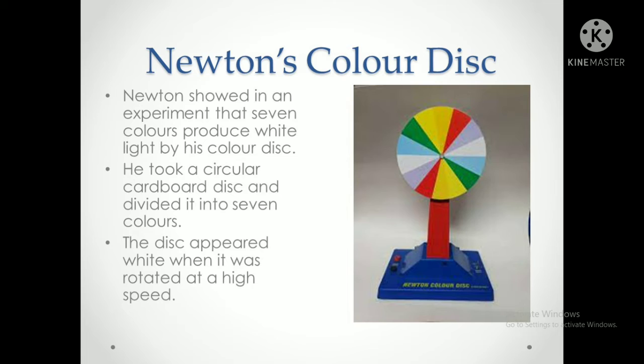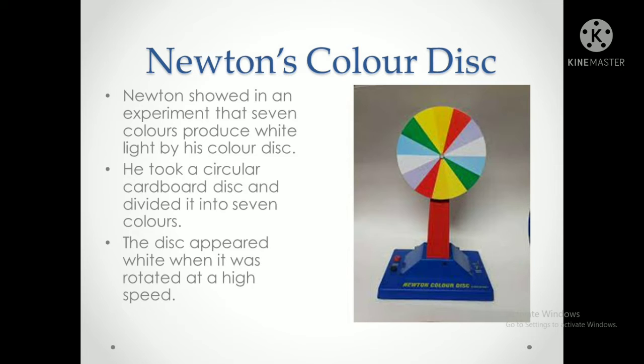So he has proved that from white light, by passing it through a glass prism, we get 7 colors, the spectrum of the white light, and from those 7 colors we can get back the white light again. So with the help of Newton's color disc, Newton has proved this.